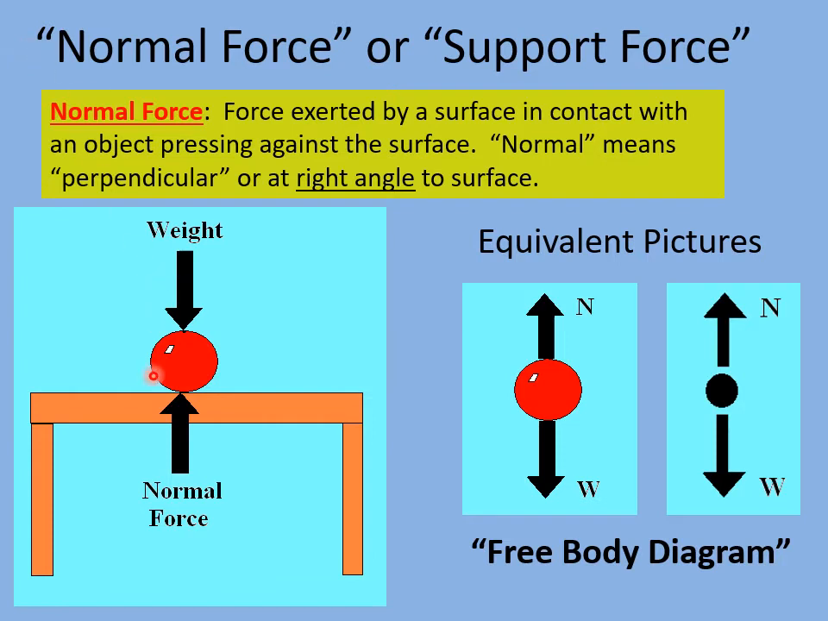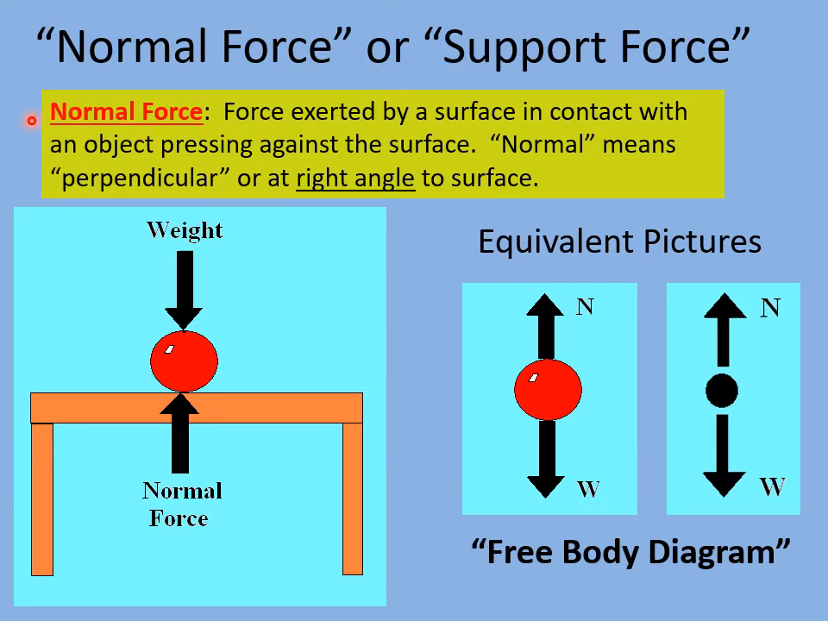So the reason the apple doesn't fall, of course, is that the table is pushing up on the apple. So the apple has a weight force pulling it down towards Earth, but the table is a force pushing it up. And we call this type of force a normal force. It's sometimes also called a support force.